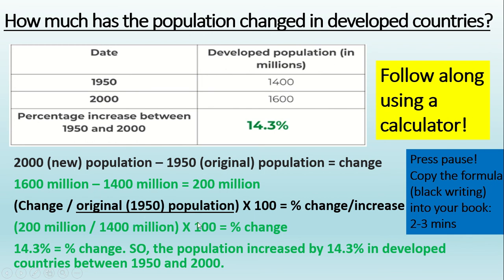And then we're going to times that by 100. And what we end up with is 14.3%. And that is our population change. So the population increased by 14.3% in developed countries between 1950 and 2000. That's what this percentage means. It's telling me how much population has increased in developed countries between 1950 and 2000.